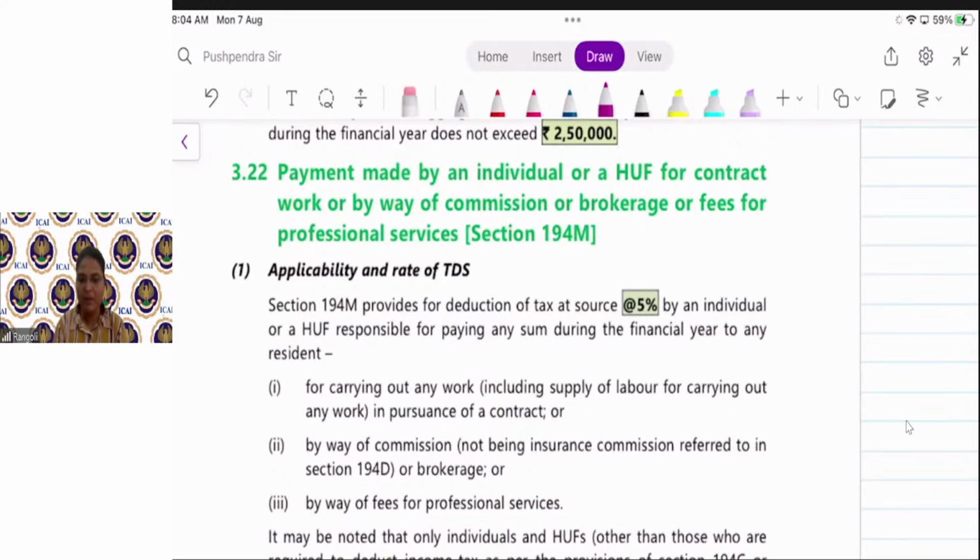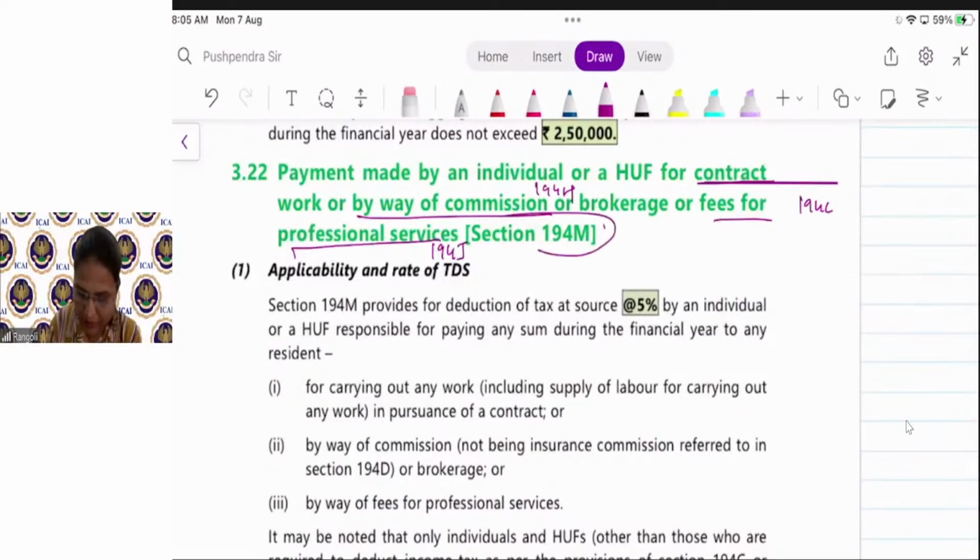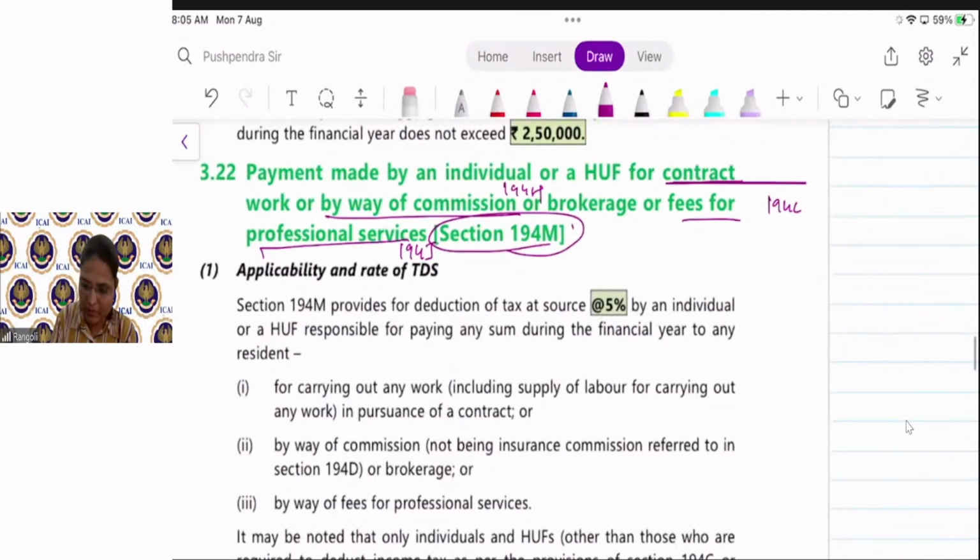Chalo, next is payment made by individual or HUF for contract work, commission, brokerage fees for professional service. Now you have a question that, ma'am, we have already studied the TDS for contract under section 194C, commission under section 194H, fees for professional service under section 194J, then why section 194M? So in section 194C, 194H and 194J.